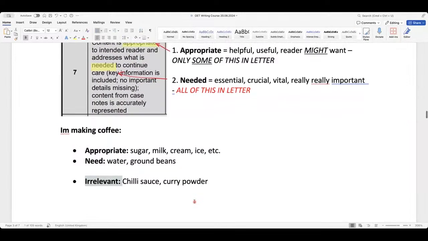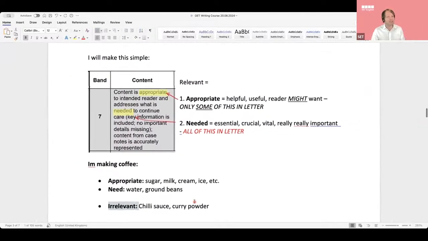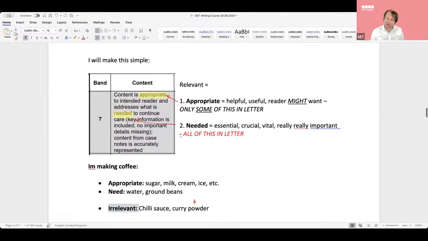An OET letter is the same. That's how you need to think about this. When you're choosing your case notes, it's the same thing. You're choosing what is appropriate and what is needed. You are not choosing what is totally irrelevant. Okay? Remember, you need some of these, but you need all of these.